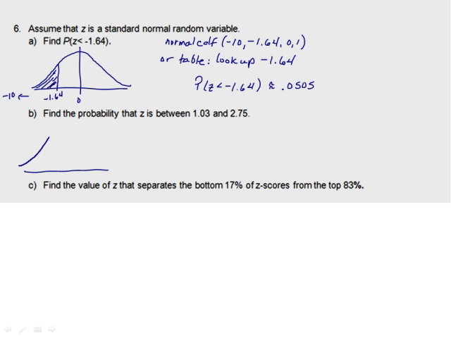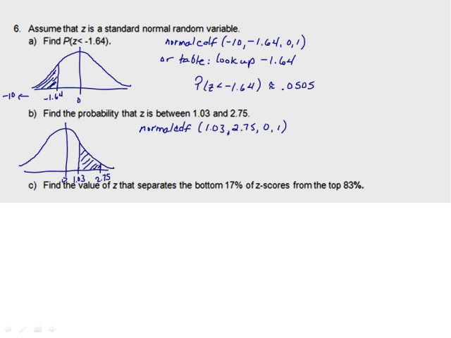Next problem is the probability that z is between 1.03 and 2.75. Again, we're drawing the picture. We're drawing in both of those values, the 1.03 and the 2.75, and we're going to shade in between those two. If you're using your calculator, this is pretty simple. You just put in those two values and then the 0 and the 1 for your mean and standard deviation. So it would look like this.